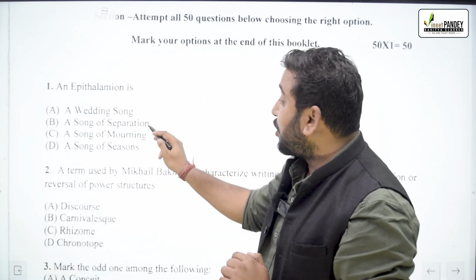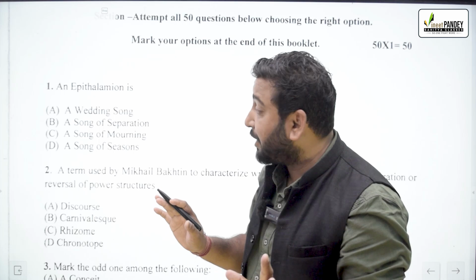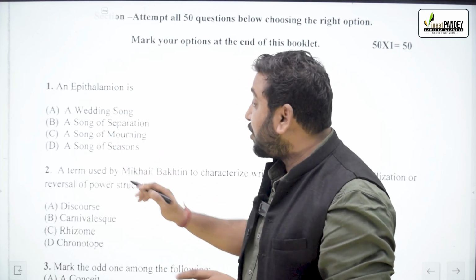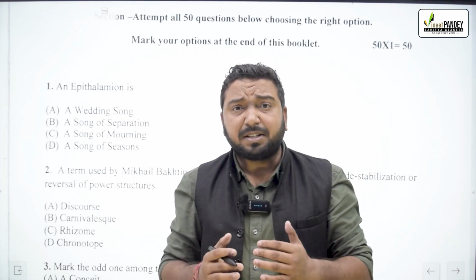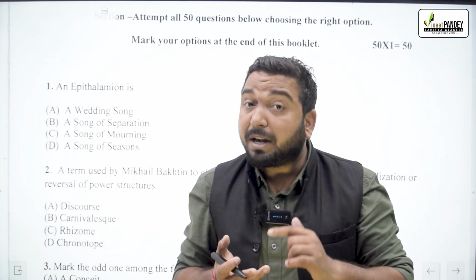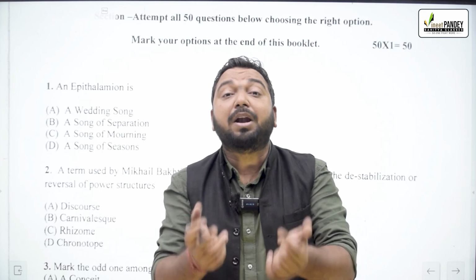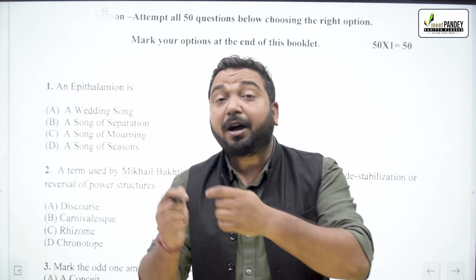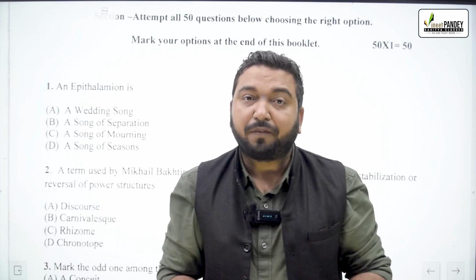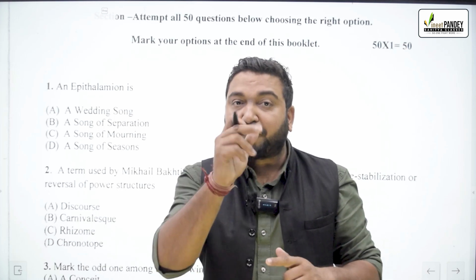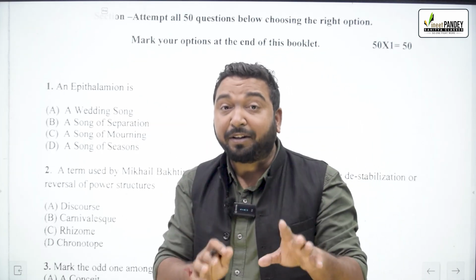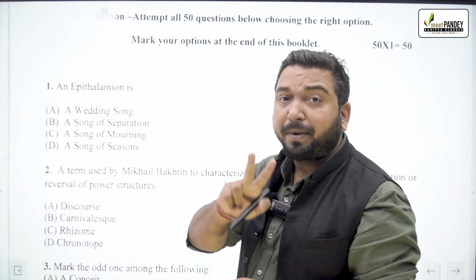It is not a song of separation, no. A song of mourning, no. It's not an elegy, it's not a sad song. Not a song dealing with seasons. Epithalamion is a song written by a husband for his wife to welcome her. But when it is written by someone else and a husband purchases it to gift his wife, that is called prothalamion. So if you're an online student, check your lecture of Edmund Spenser, you will find it right there. So your number 2 has come, friends.